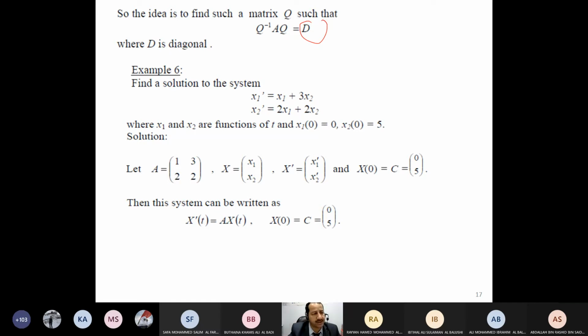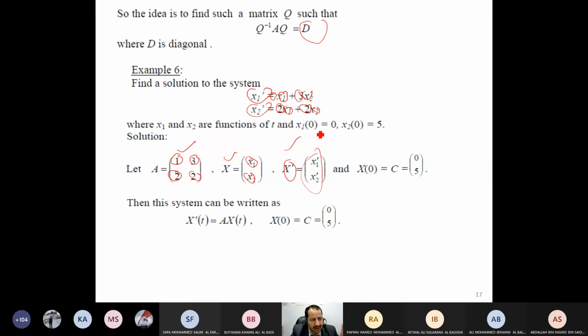x2 dash equals 2x1 plus 2x2. Now to write the matrix A, I will say 1, 3, 1, 3, 2, 2, 2, 2. Now I got matrix A. For matrix X, you see x1 and x2 are available in both equations. To write the matrix X dash, x1 dash, x2 dash, I got it here.